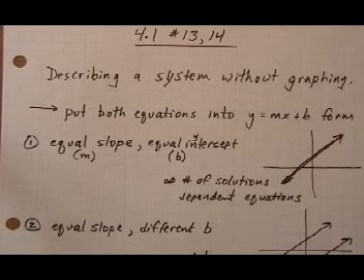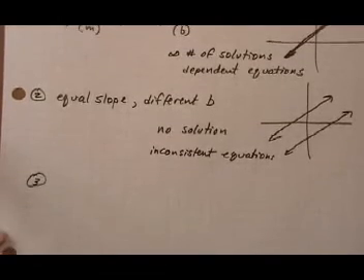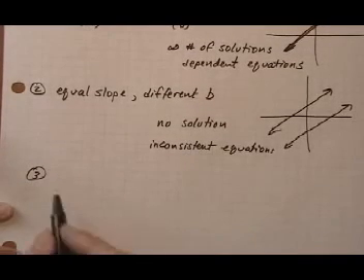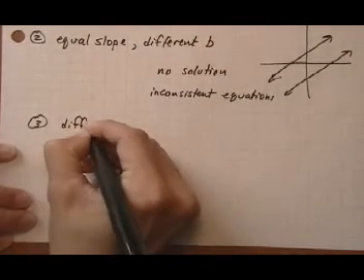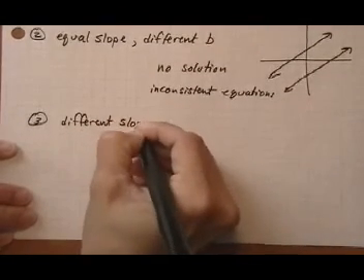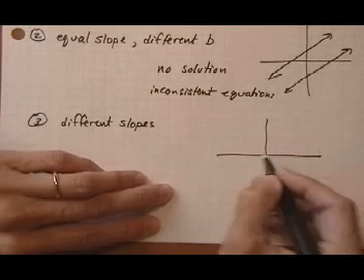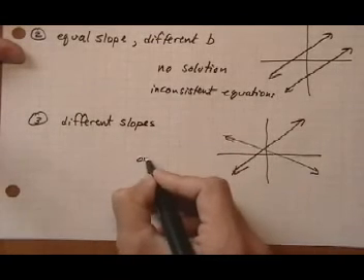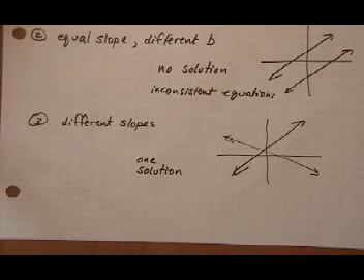And we still have a third possibility. So equal slope, different b, you get parallel lines, meaning they don't intersect, you get no solution. Third possibility is that we have different slopes. And then it doesn't matter what the y-intercepts are. If you have different slopes, you just get two lines that intersect somewhere. You will get one solution. So it's neither inconsistent nor dependent.